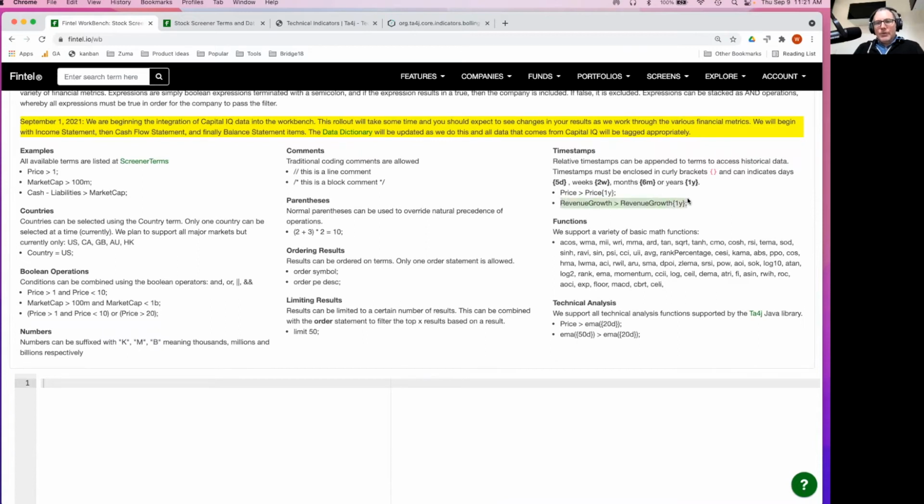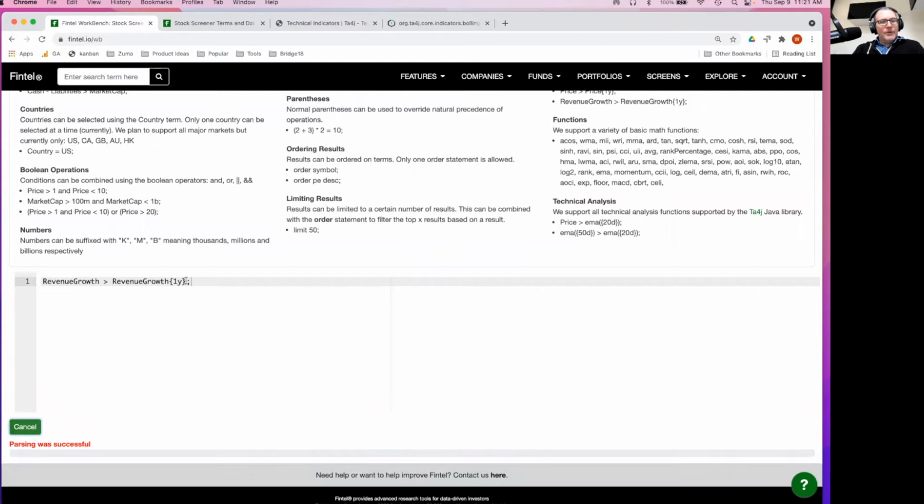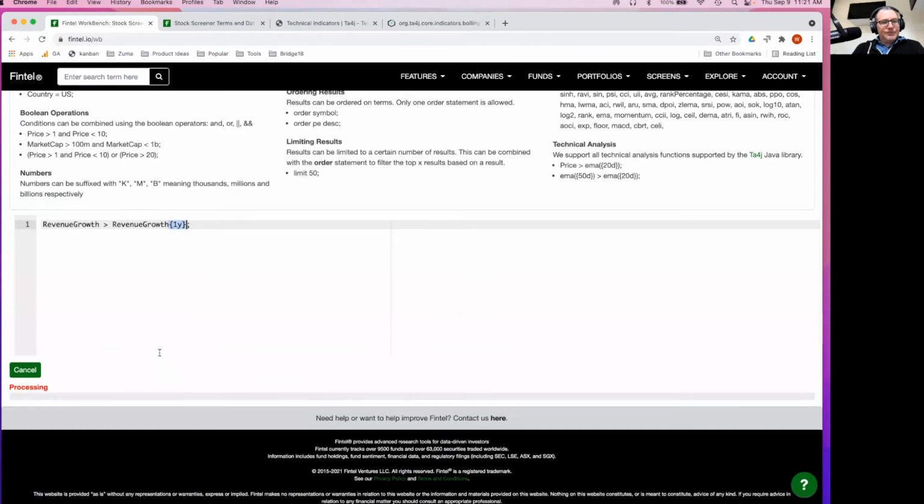This will show you companies where the current revenue growth is greater than the revenue growth from a year ago. Okay. And this bracket 1 year syntax is how we decided to approach timestamps and years.